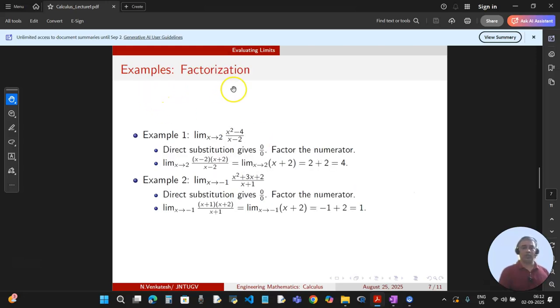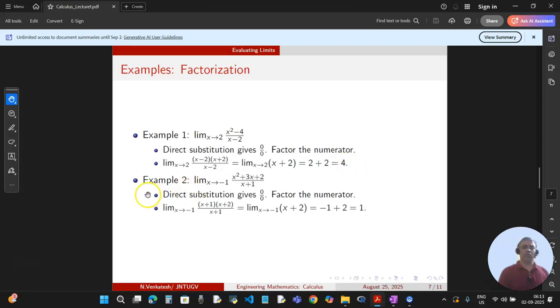Okay, so the next one is when it is in indeterminate form like 0 by 0. Here, limit x tends to 2, (x square minus 4) by (x minus 2). If you substitute 2, you are going to get 0 by 0. When it is in indeterminate form, one of the ways of solving is just to do a factorization. So we will get here x square minus 2 square. You can write a square minus b square as (a minus b) into (a plus b). So (x minus 2) into (x plus 2). So x minus 2 will cancel out.